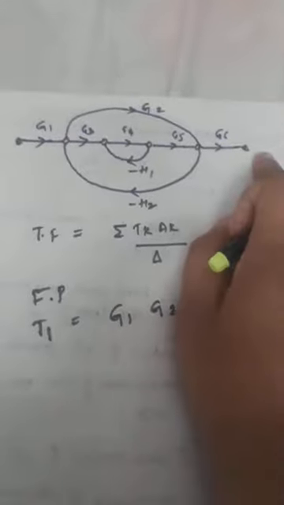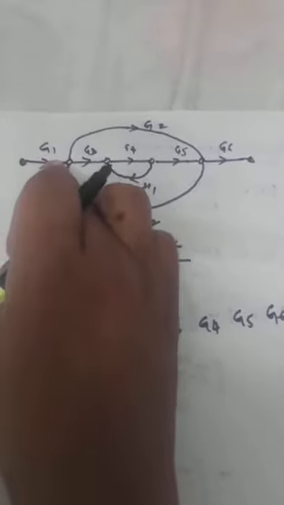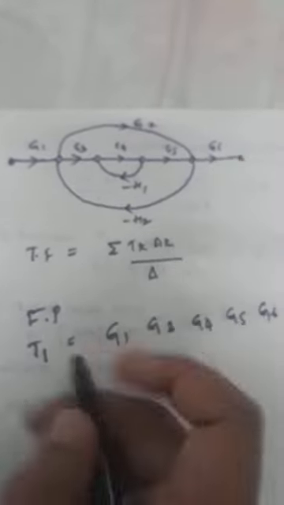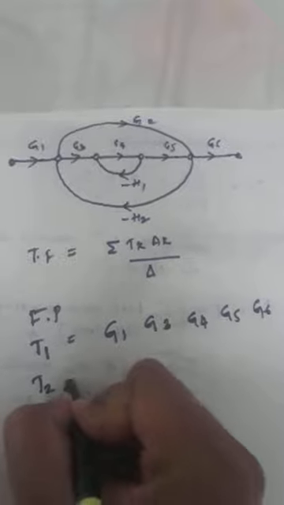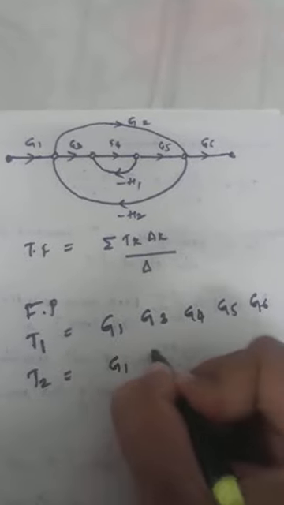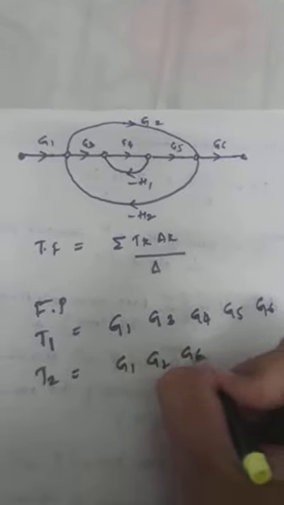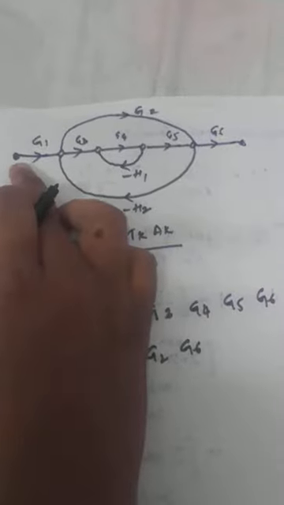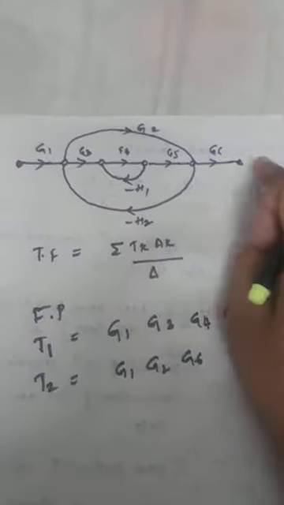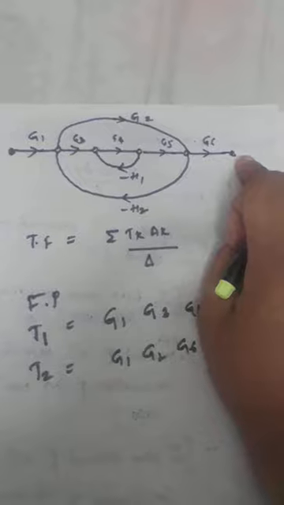Again I'll find any other forward path here. One more possibility is there, again from input to output. From the source node, that is G1, G2, G6. This can also be considered as a second forward path. T2 is equal to G1, G2, G6, because it also starts from the input node and ends at the output, that is the sink node itself.